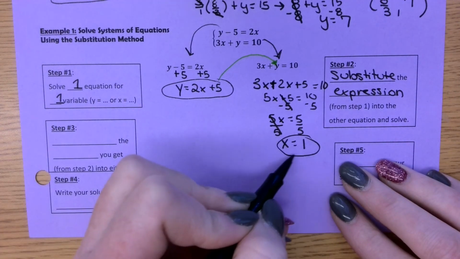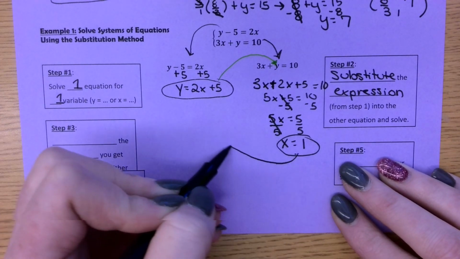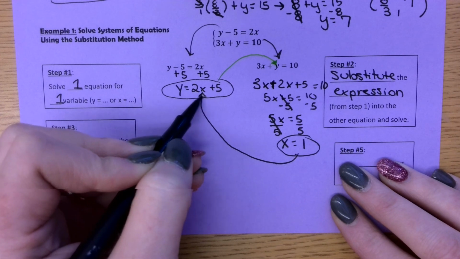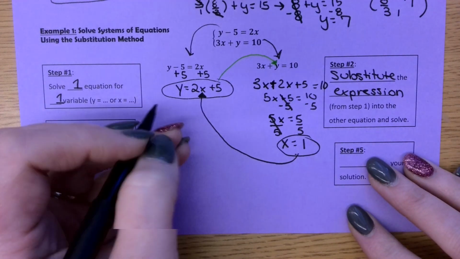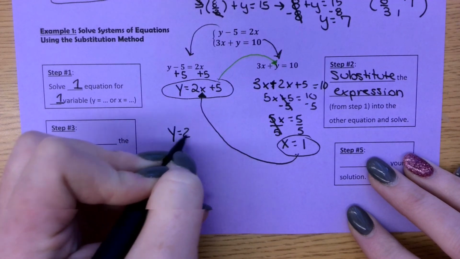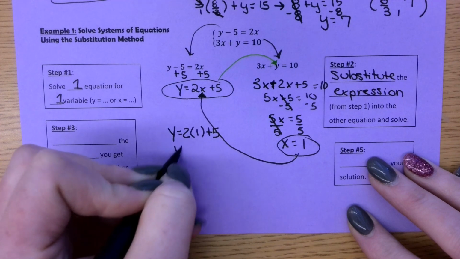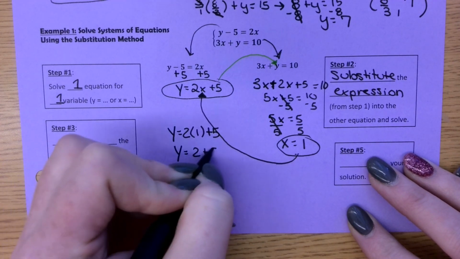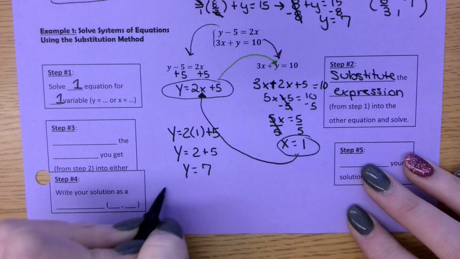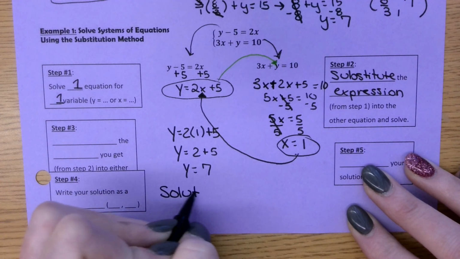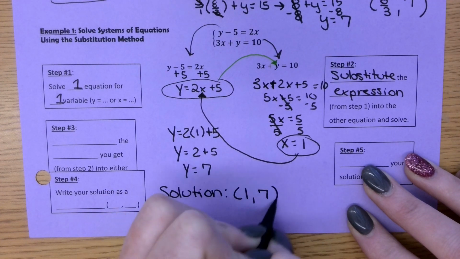So I'm going to take that x and solve for y. I'm going to put it back into this equation for x. So I have y equals 2 times 1 plus 5. 2 times 1 is 2 plus 5. Y equals 7. So my solution is going to be x is 1, y is 7.